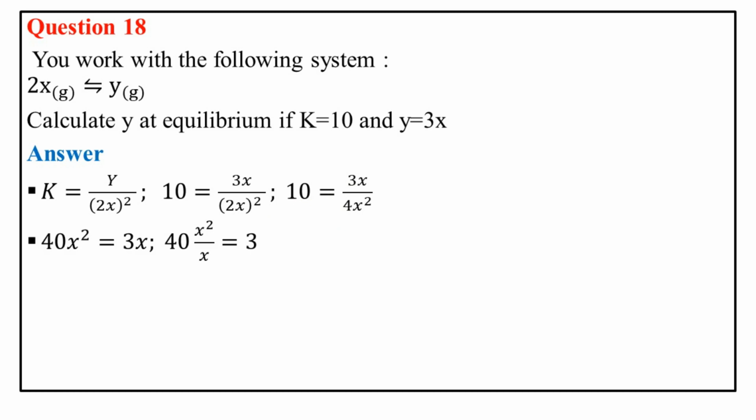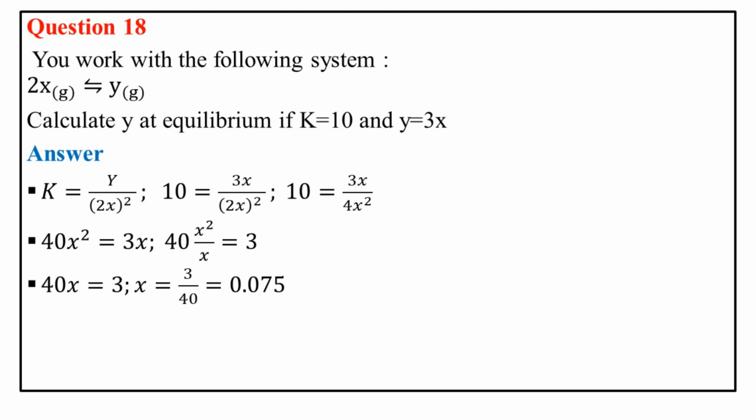So if we continue, then you can multiply this 10 with 4x squared, then you get 40x squared, which is equal to 3x. Then we get 40x squared over x. We are taking this x to the other side, then we get 3. Here then you get 40x equal to 3. We have x equal to 3 over 40. Then we have the x.